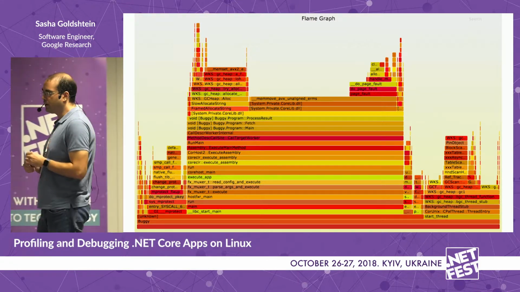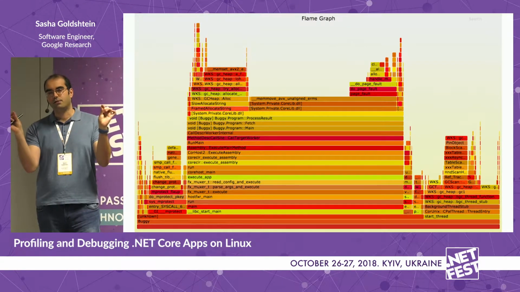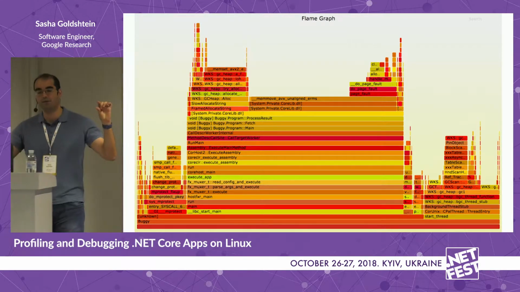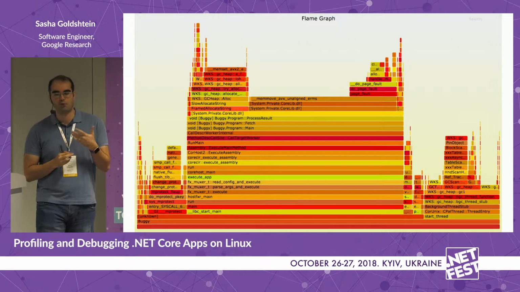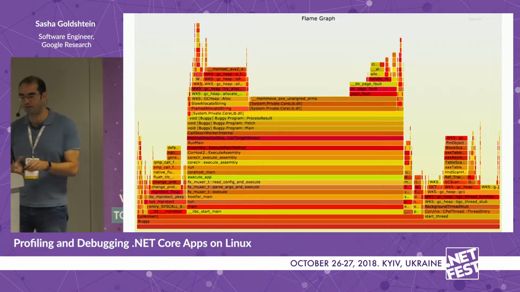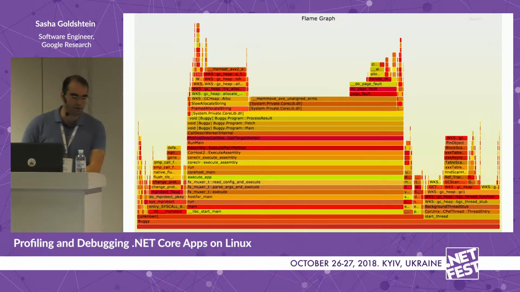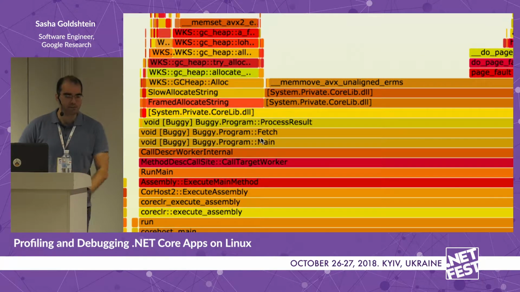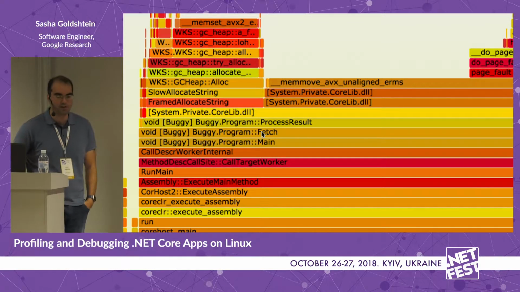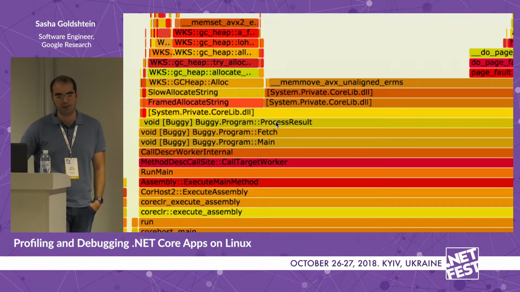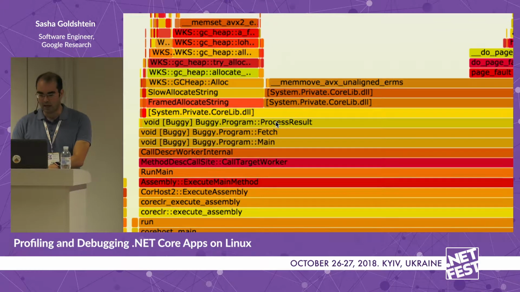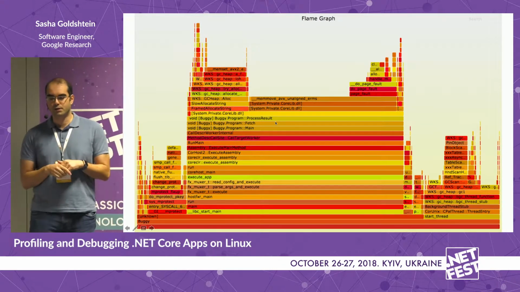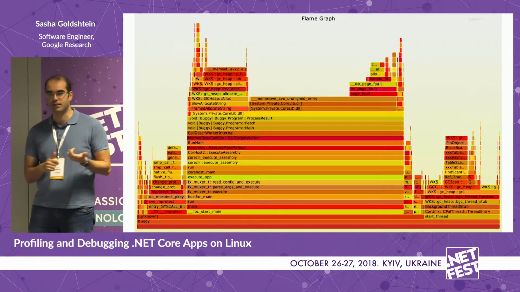And specifically, each rectangle you see is a function, and the wider the rectangle is, the more time you spent in that function. So I'm going to zoom in on this just a tiny bit. This is main, and this is some other function called fetch, and then process result, and so on. And as you can see from the general profile, they are pretty wide. So this is where my application is spending most of its time.